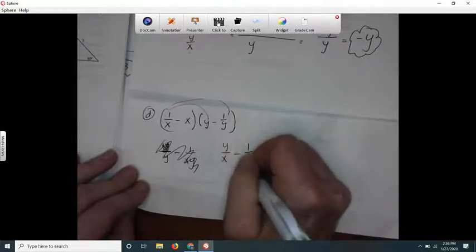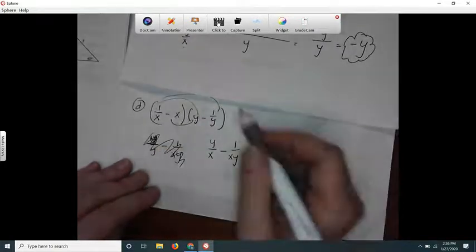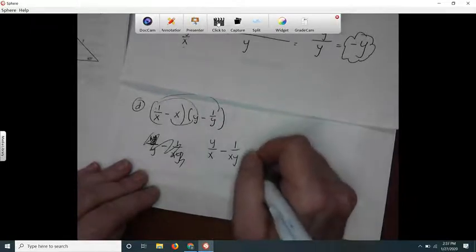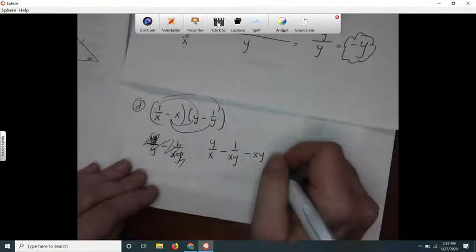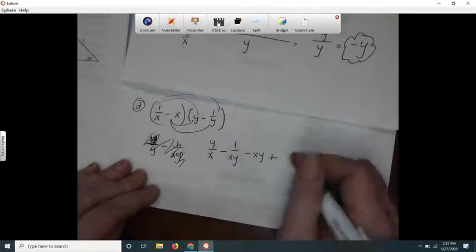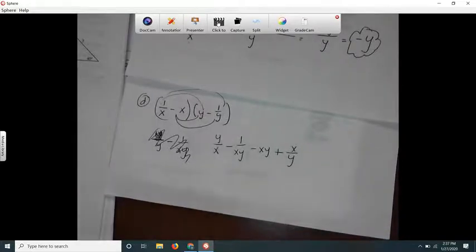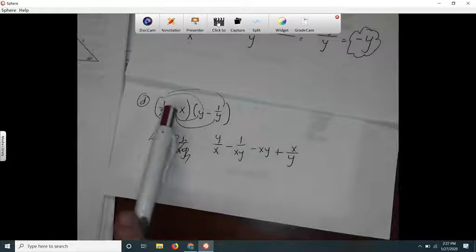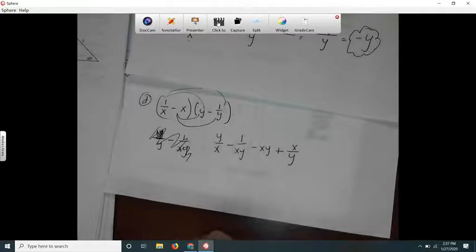Not sure if this is the smartest way, but this is the way I thought of. So this times this is negative xy. Hoping for something good to happen here. And this times this would be a positive x over y. Did I do that right? That didn't seem to get me much. I probably should have just done common denominator here and common denominator there. Is that what you did? Did it work out nice for you?